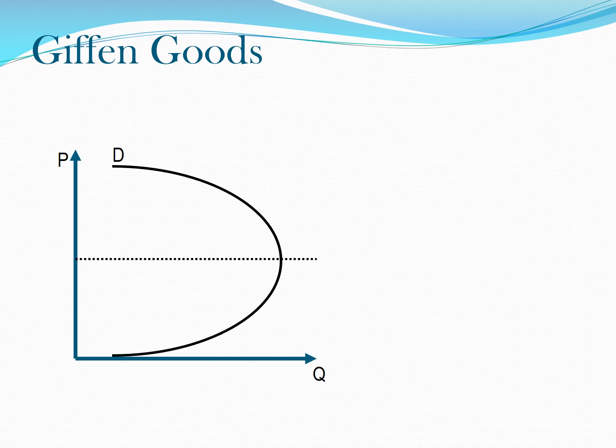And this is for Giffen good. Okay, so this is a normal demand curve. This is demand, negative relationship between P and Q. Still aligned with the law of demand.